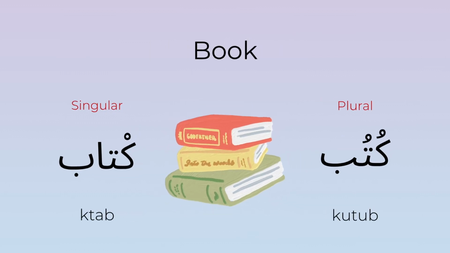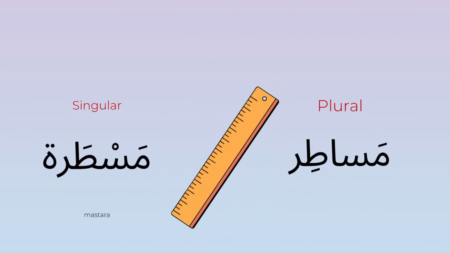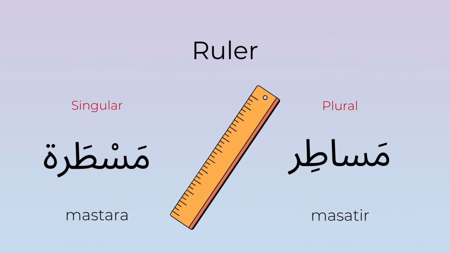Book. Kitab. Books is kutub. Ruler. Mastara. To say rulers, you would say masatir.